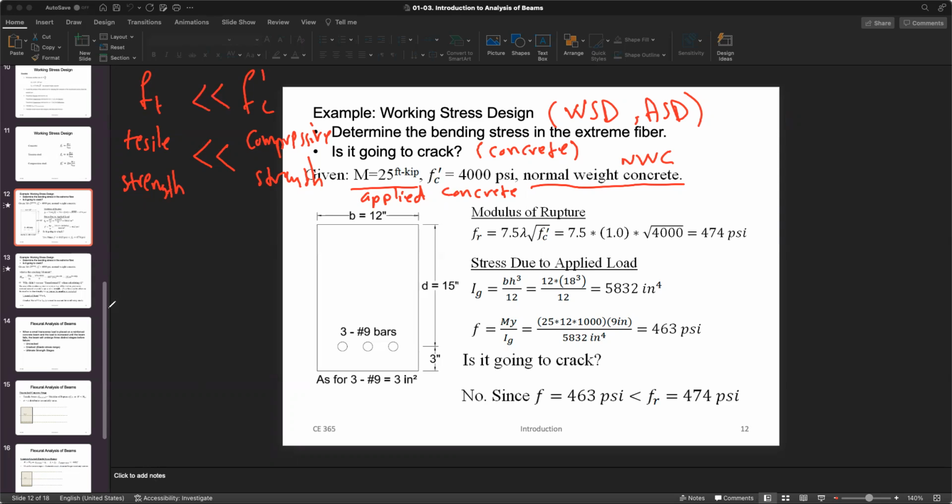Okay, so if you reach this FT, which is basically sort of a weak point of concrete, you are going to crack. The concrete is going to crack, but that's a lower one. That's easier to reach. The load will reach this strength faster. Does that make sense?